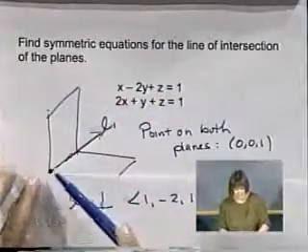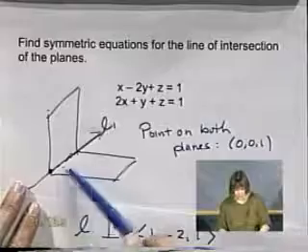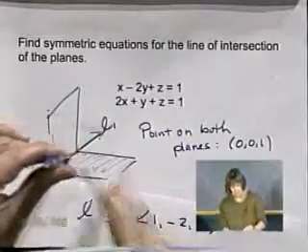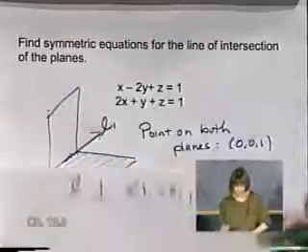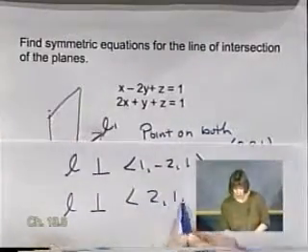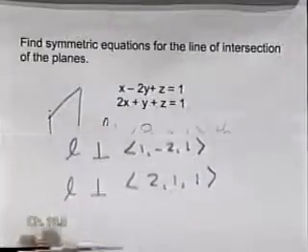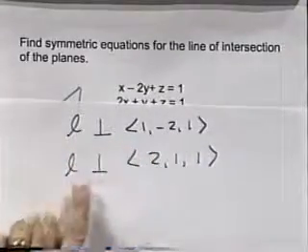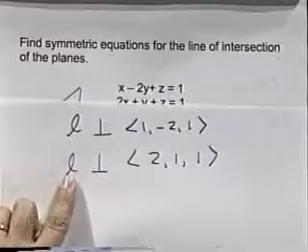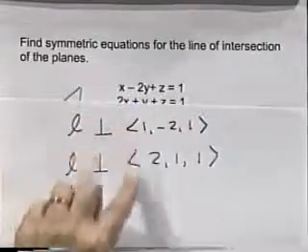Now, this line is also in this other plane. So the vector that's perpendicular to plane 2 will be perpendicular to that line. So L is also perpendicular to 2, 1, 1. So if L is perpendicular to this vector and L is perpendicular to this vector, how can you get the direction of L? The cross product.